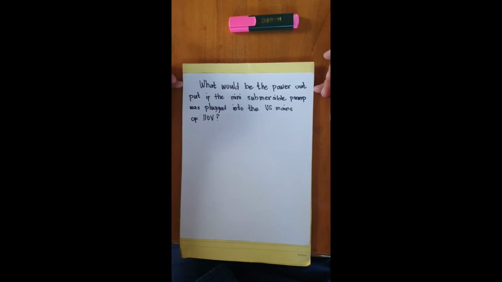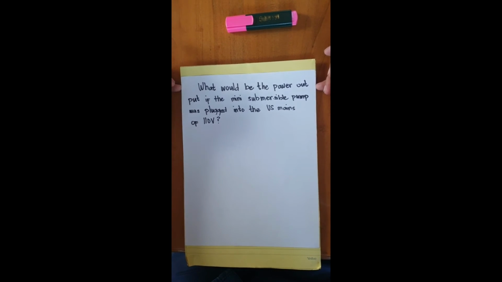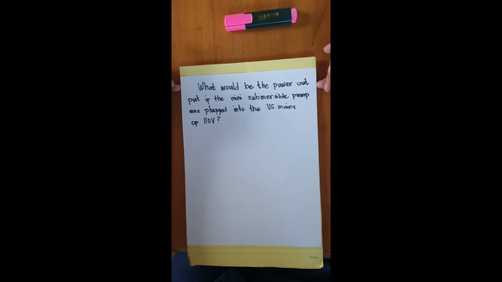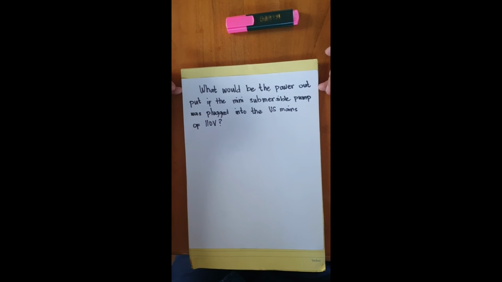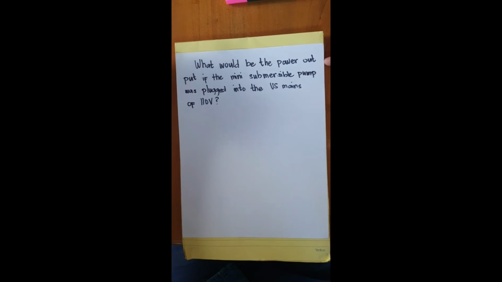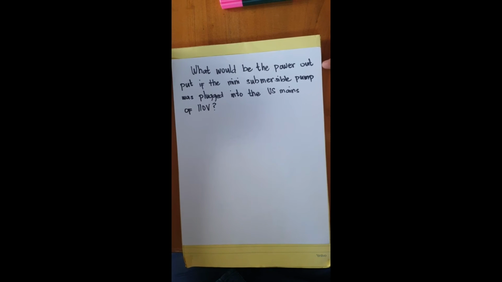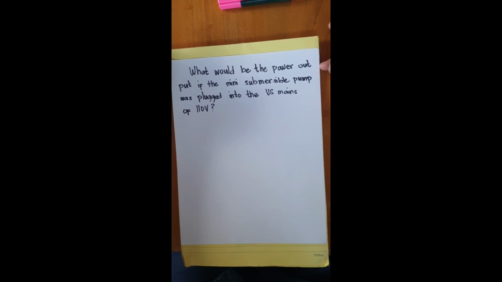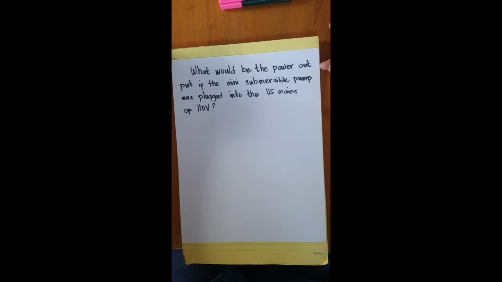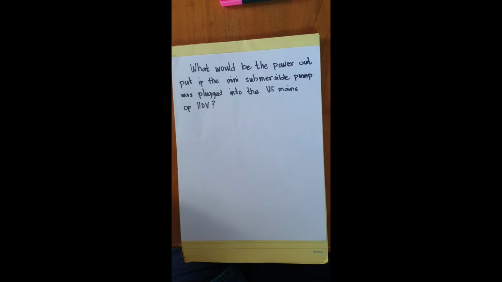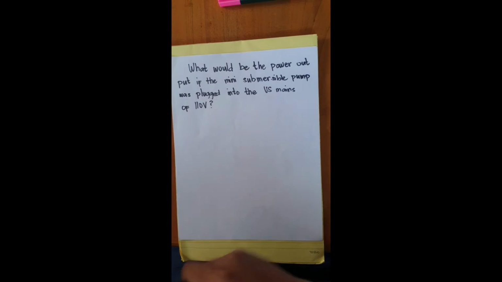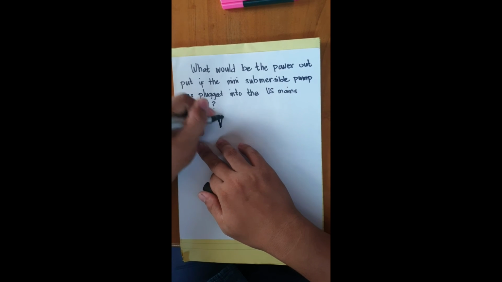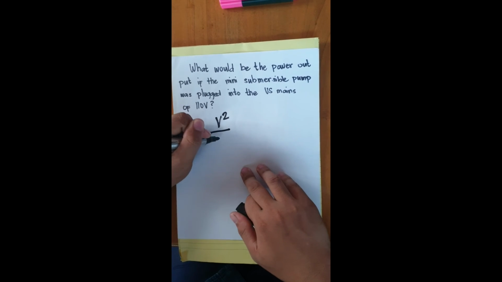This example is connected to the previous example, which is, what is the resistance of a 16 watt 240 volt mini submersible pump of an aquarium. So the question here is, what would be the power output if the mini submersible pump was plugged into the US mains of 110 volt? Since we are looking for the power, we are going to use the formula P equals V squared over R.